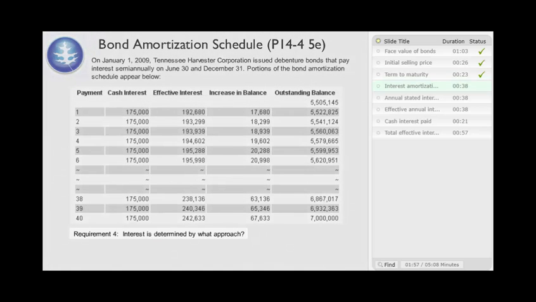Requirement 4 asks, interest is determined by what approach? If we look to the amortization table, we see one column is labeled effective interest, so that's our first hint. But if you look at the dollar amounts appearing in effective interest, you see that they're not constant. They grow more and more each period. If we were using the straight line interest method, the interest amount would be the same in every column. Since that isn't the case, we can conclude that we're using the effective interest approach.